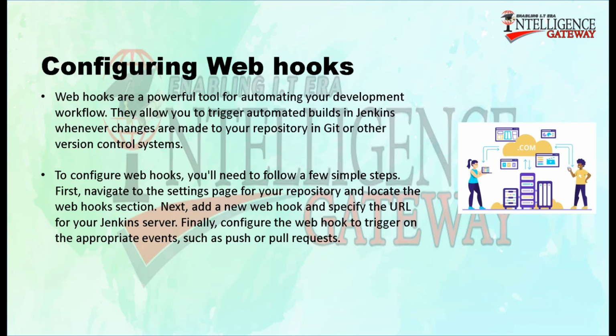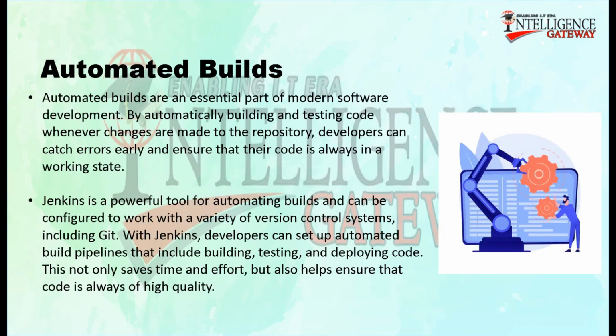First, navigate to the settings page for your repository and locate the webhooks section. Next, add a new webhook and specify the URL for your Jenkins server. Finally, configure the webhook to trigger on the appropriate events, such as push or pull requests.